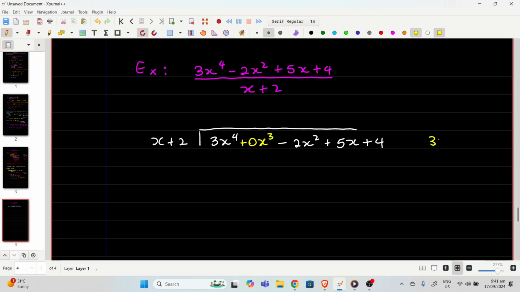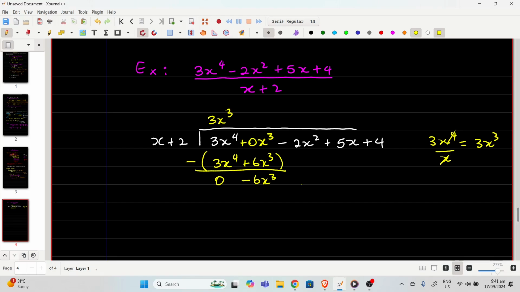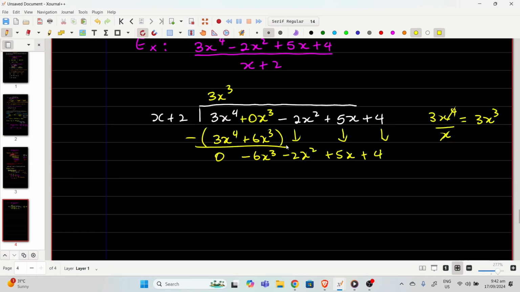First thing I want to do, 3x to the fourth power divided by x, cancel it off. I'm going to get 3x to the third power. So that means 3x to the third power goes up here. When I multiply, I put this down. I'm going to get 3x to the fourth power, and I'm also going to get 6x to the third power. Simplify that, I will get 0 here, and negative 6x to the third power here. Bring down the remaining terms, and I will get negative 2x to the second power plus 5x plus 4. Go on to the next one now.